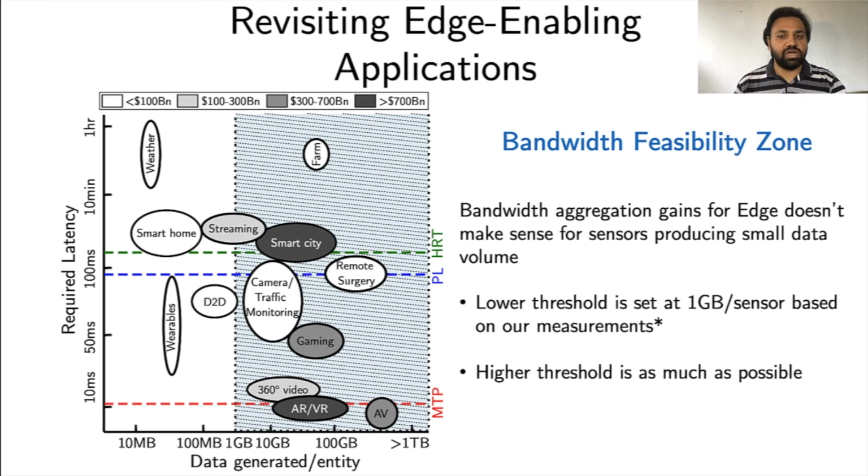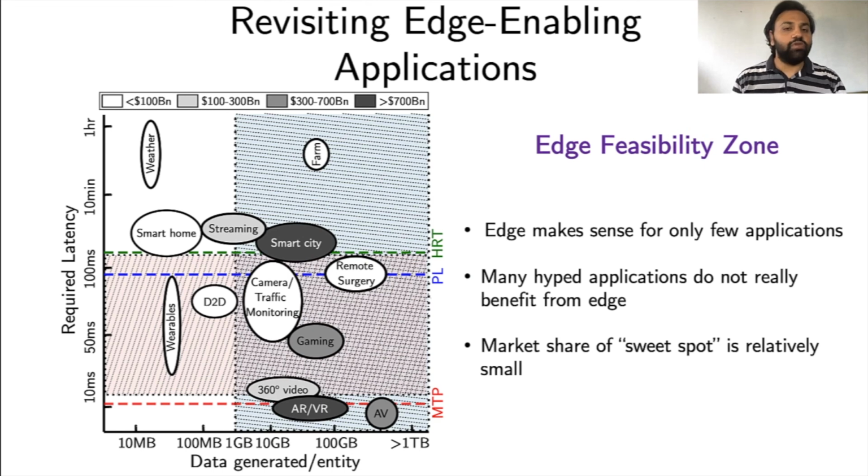Based on previous studies, we estimate 1 GB per entity data generation to be the lower limit for the bandwidth threshold. The overlap of the two feasibility zones gives us the edge computing operating reality. The applications in this zone clearly benefit from the deployment of edge, as they benefit in both latency and bandwidth. Interestingly, many hybrid applications that are used to motivate the need for edge computing do not really fall in this zone, because either the requirements are too strict or they are too relaxed.